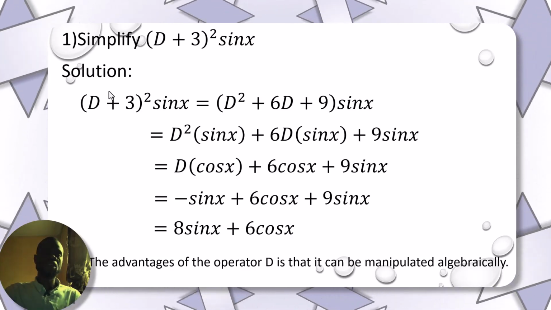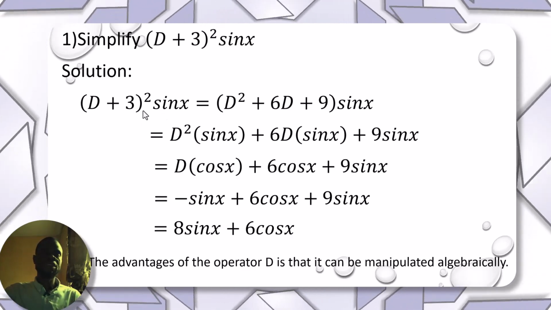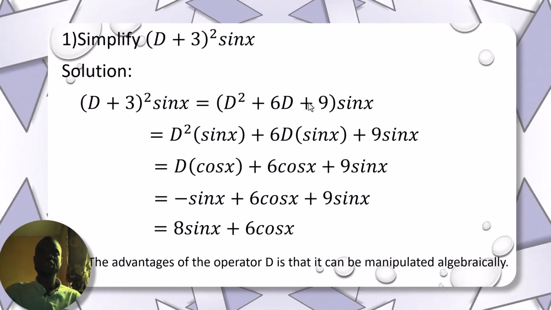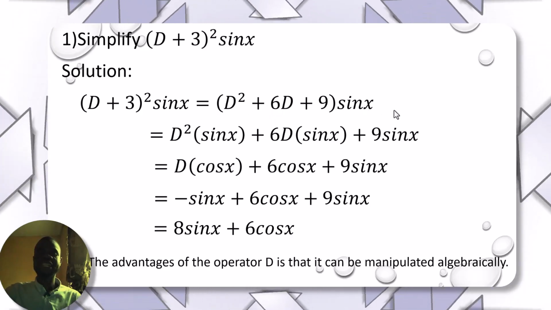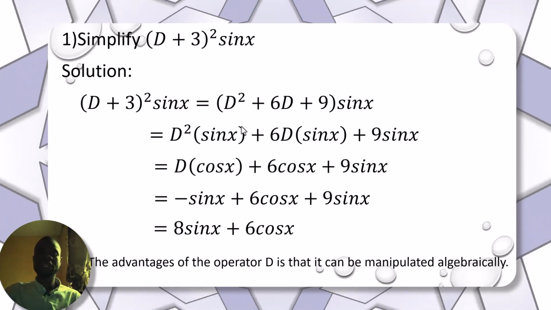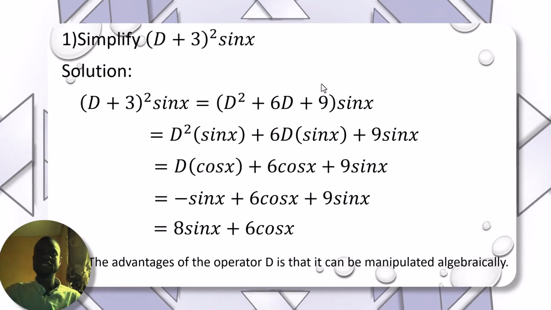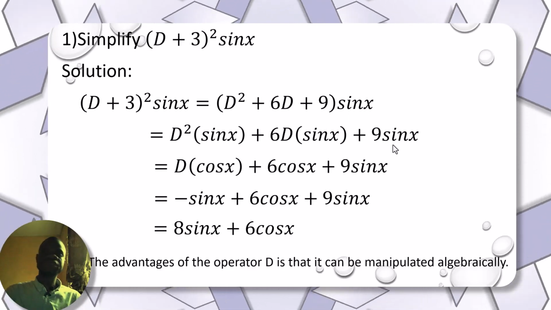D plus 3, open bracket, then d plus 3. What you are multiplying is d plus 3 with d plus 3, which will give me this. Then I have my sine x. Then I will open this bracket. This is multiplying this to give this, and this to give this.